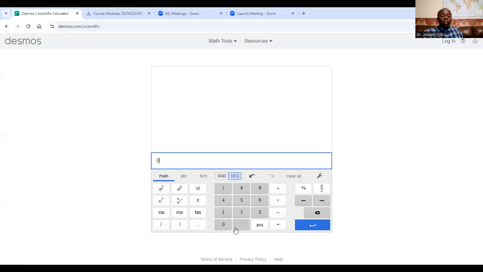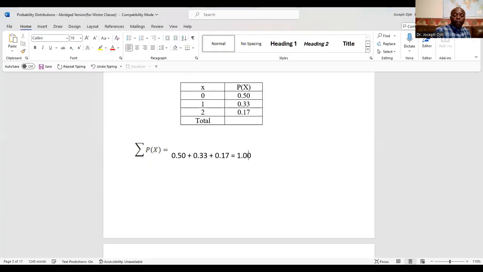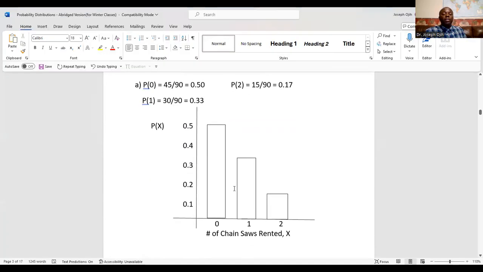0.50 plus 0.33 plus 0.17. See, that gives us 1 as well. Okay, that'll give us 1.0. So that's what he's saying here.